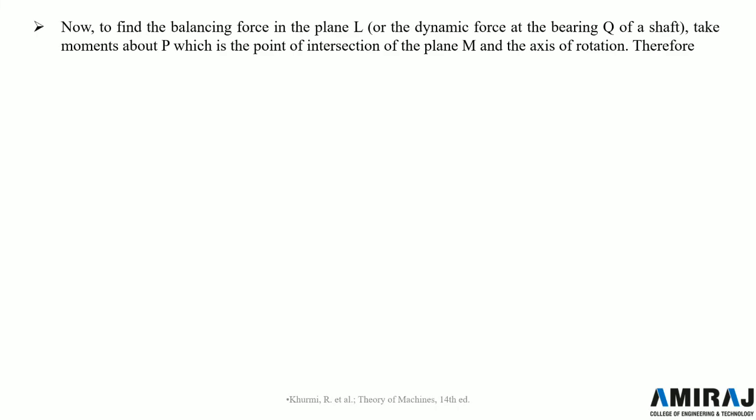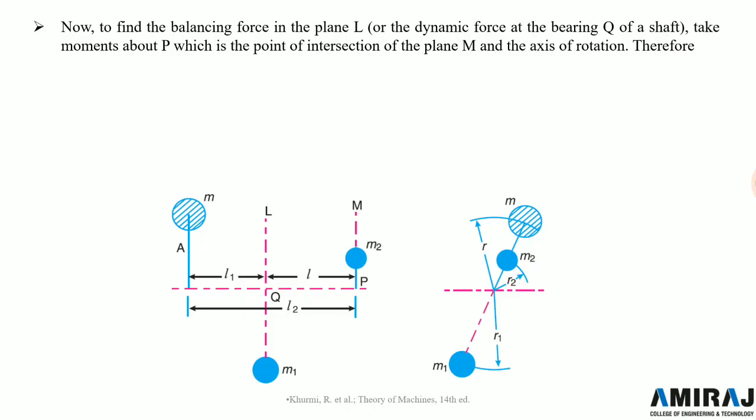Now, to find the balancing force in the plane L, or the dynamic force at the bearing Q of the shaft, take the moment about P, which is at the point of intersection of the plane M and the axis of rotation. So in plane L, we have to find the balancing force, that is m1 r1, and the dynamic force at the bearing Q of the shaft. Suppose the bearing is at point Q, then we have to find the force acting there.